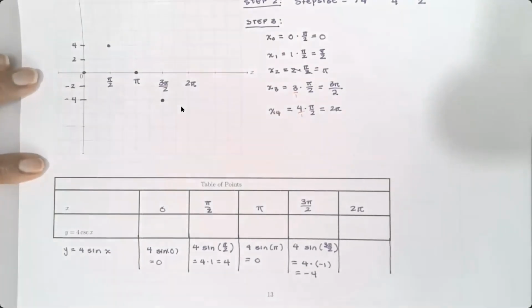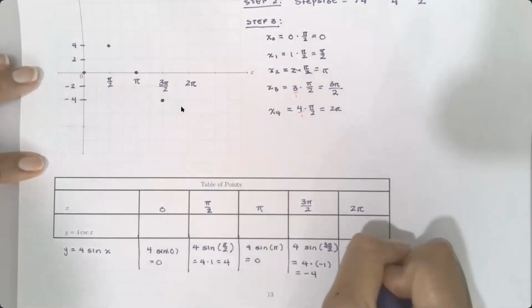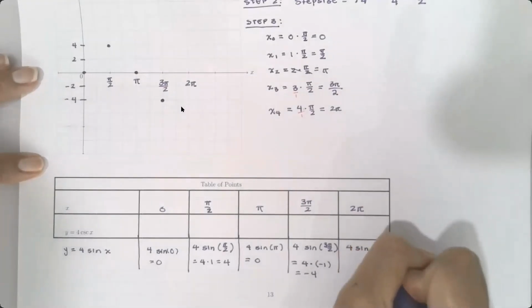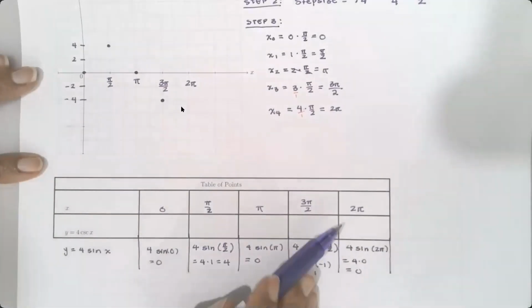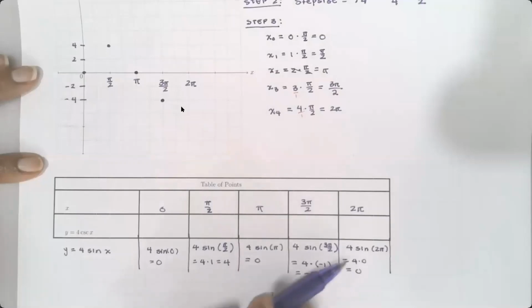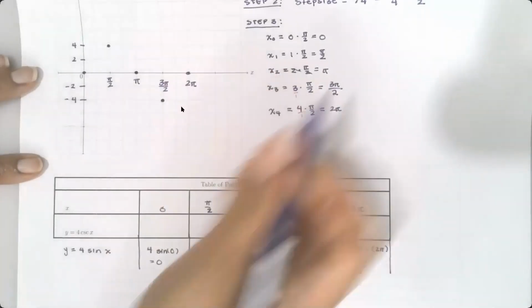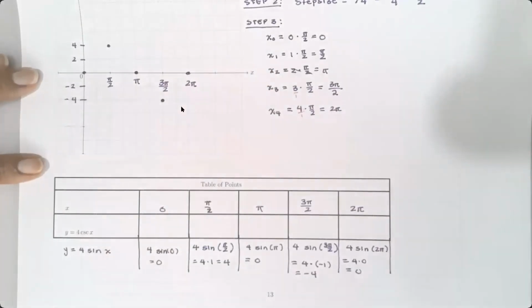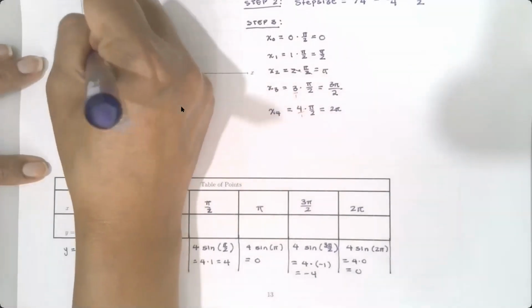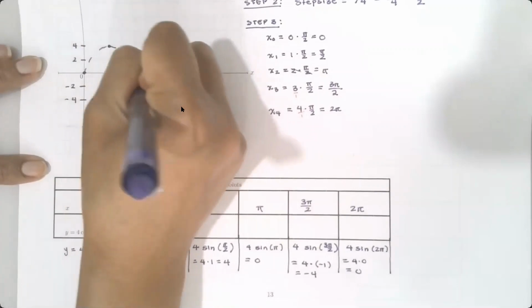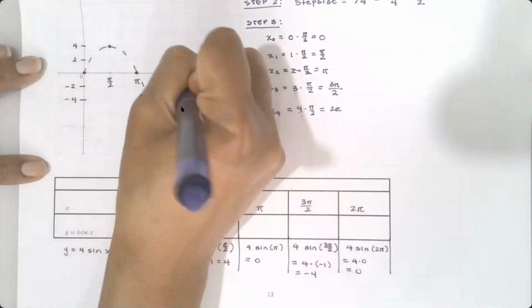And finally we have 2 pi. So 4 times sine of 2 pi means we have 4 times 0. And 4 times 0 is just 0. So we have the point 2 pi comma 0, which would be here. So what this tells us then is that our reference graph is going to look like this.